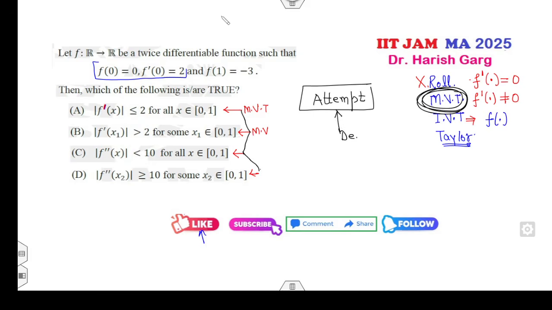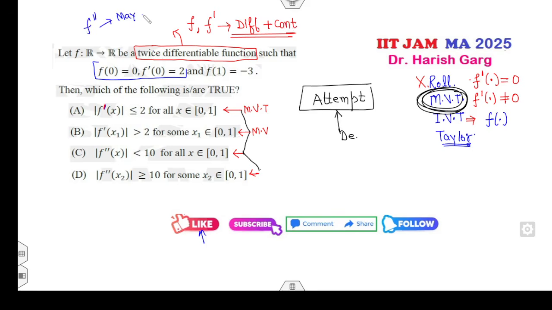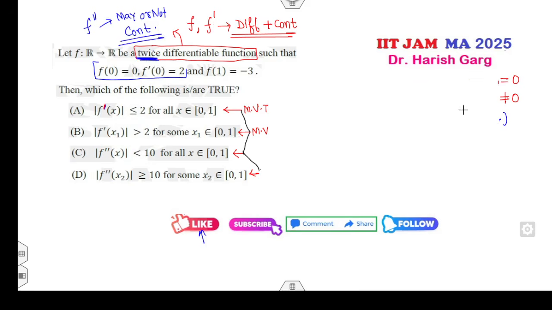Clear? Now, one concept is given here, f is twice differentiable. What is the meaning of that? If it is twice differentiable, that means f dash is differentiable as well as continuous both. But since it is twice, f double dash may or may not be continuous. There is no guarantee on the continuity of the second derivative, but for everything before that there is a guarantee. Let's now solve this question in 15 seconds.